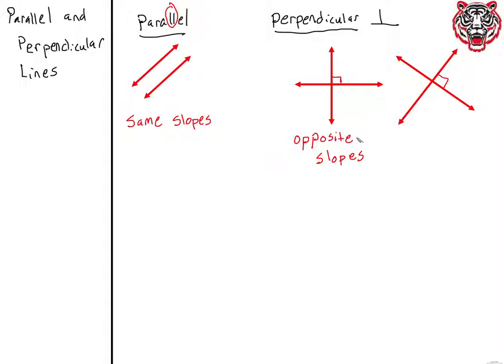Opposite. I don't know. The fraction of the slope is flipped upside down. Inverted. Upside down and inverted. Inverted isn't quite the right word. It's opposite, but yeah, it's opposite reciprocals.